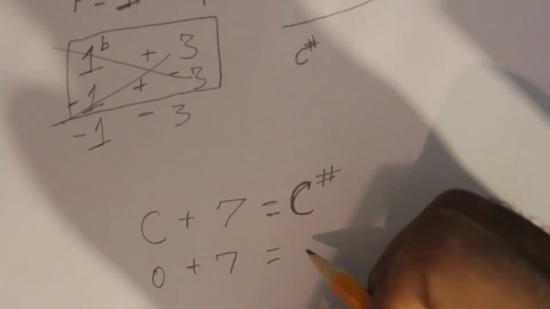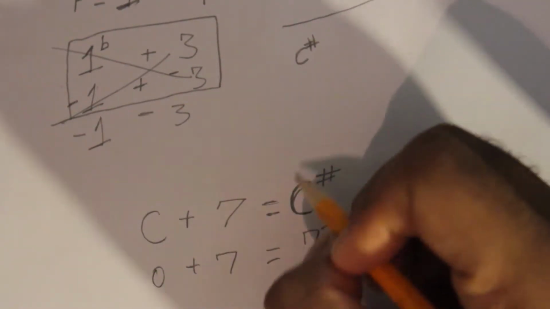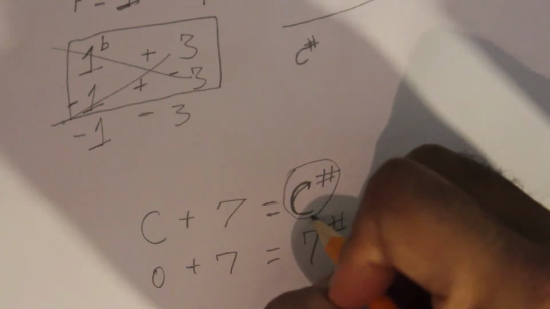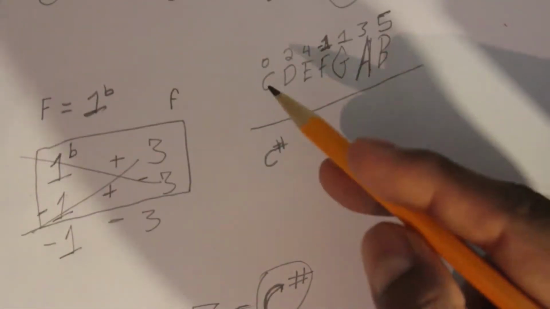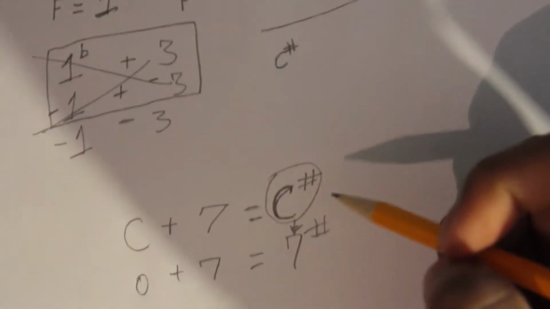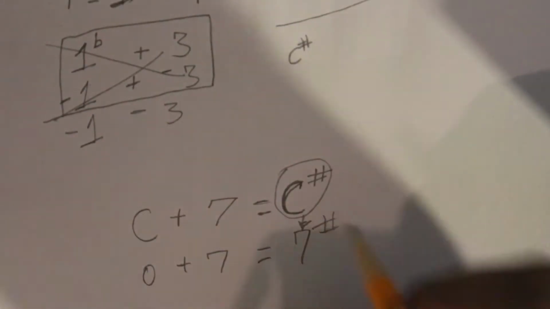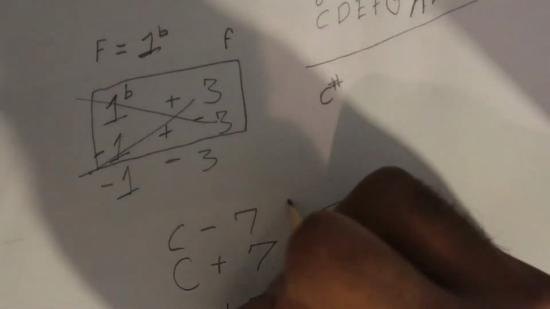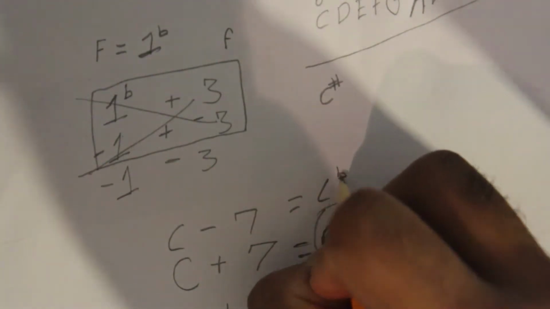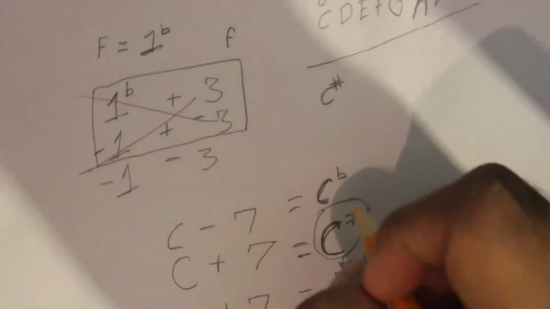So it has 7 sharps. C sharp major has 7 sharps. That's easy because C has 0, okay? Same for flats as well. So for flat, it subtracts 7. So C minus 7 equals C flat major. Okay?